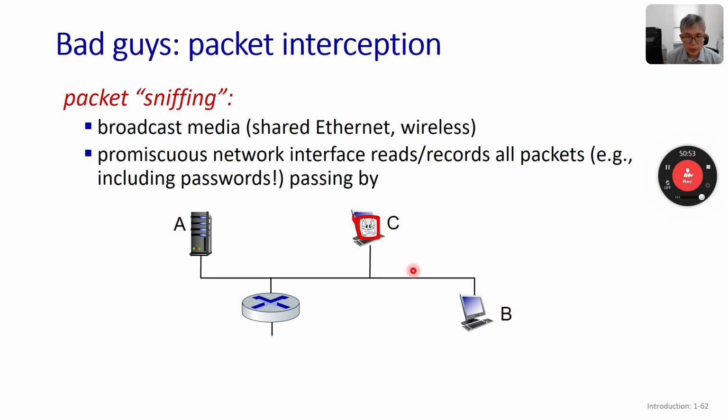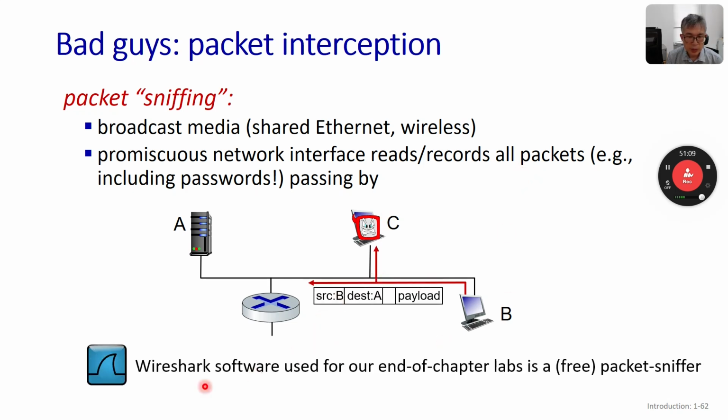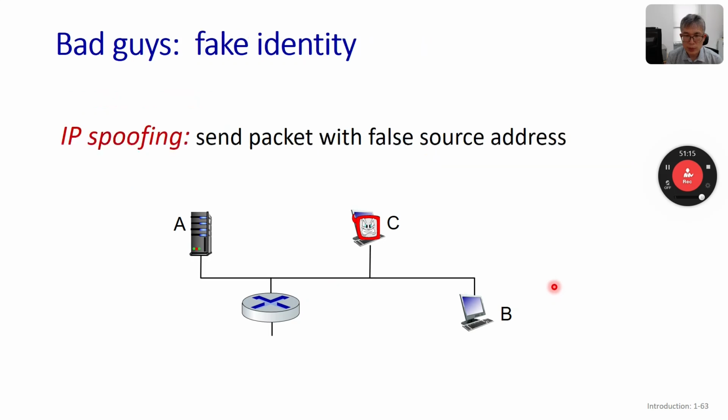Another concept is sniffing. Sniffing is listening over a shared Ethernet or wireless LAN. A promiscuous network interface can read or record packets. This is a passive attack. Wireshark is one example of a packet sniffer, used to capture packets. The other one is IP spoofing, changing something.